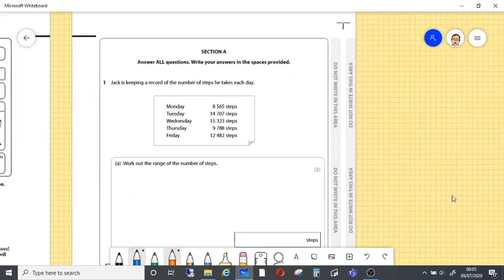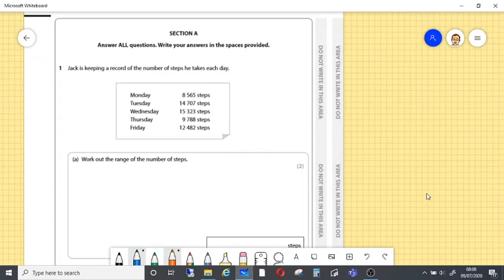It says Jack is keeping a record of the number of steps he takes each day. We've got 5 days of the week there, different values for each day. Work out the range of the number of steps. So I know that the range is the difference between the highest value, take away the lowest value.